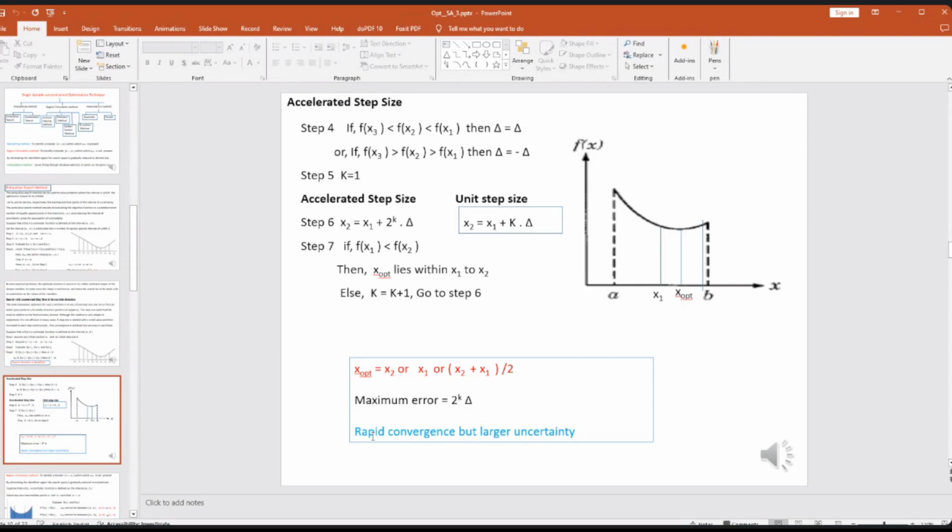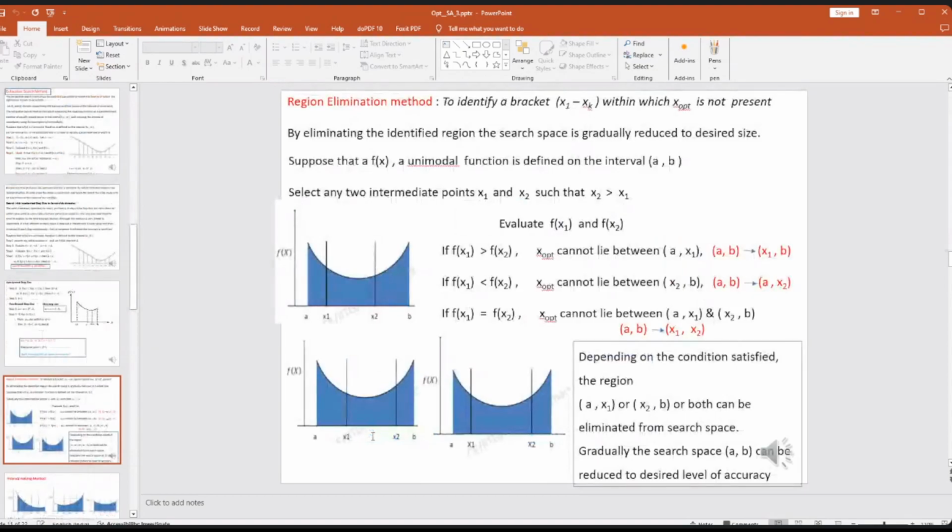Is the point clear? Yes, sir. So the utility of this algorithm is there, though the uncertainty margin or accuracy level is poor compared to others, but the convergence rate is very fast. The previous two algorithms that I have discussed are under the bracketing method. Now we are discussing region elimination method.